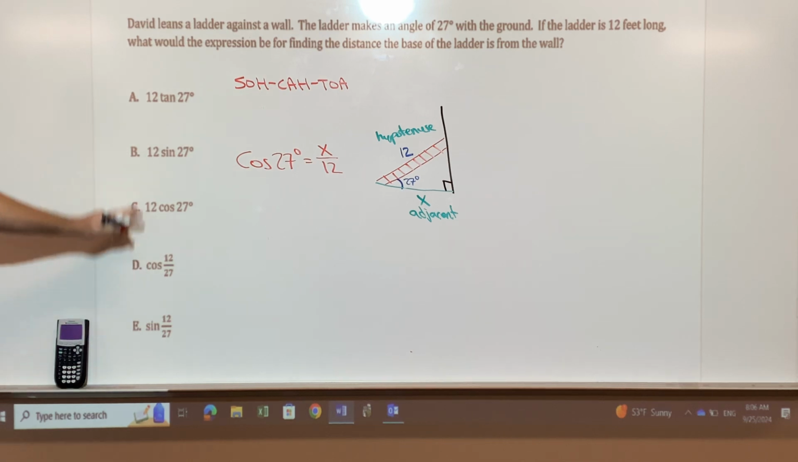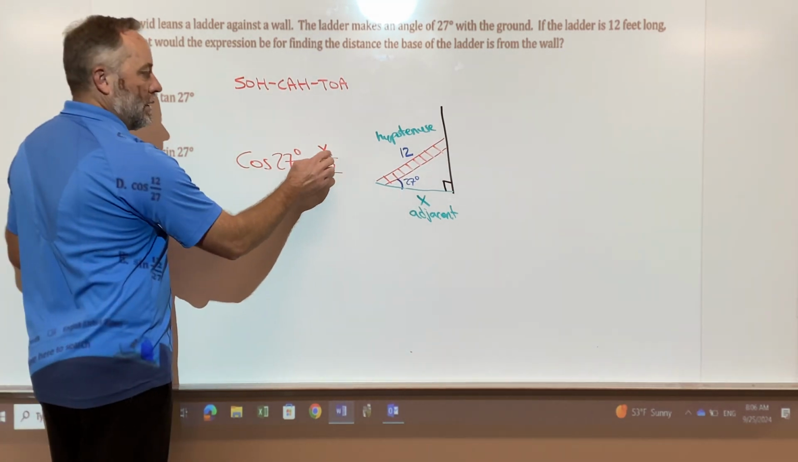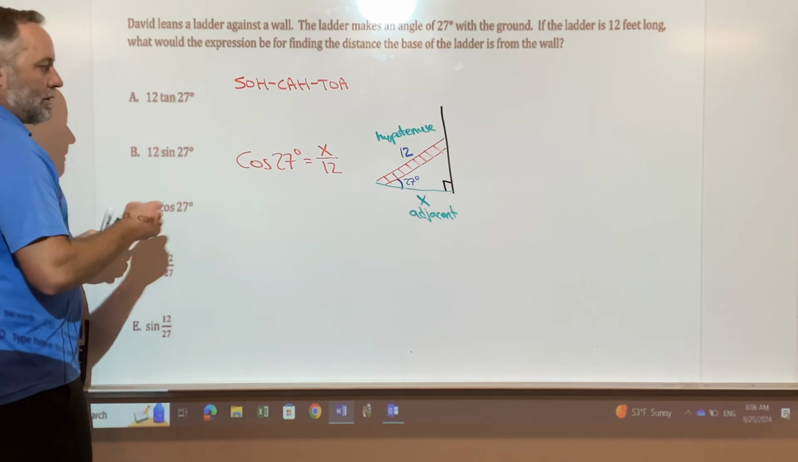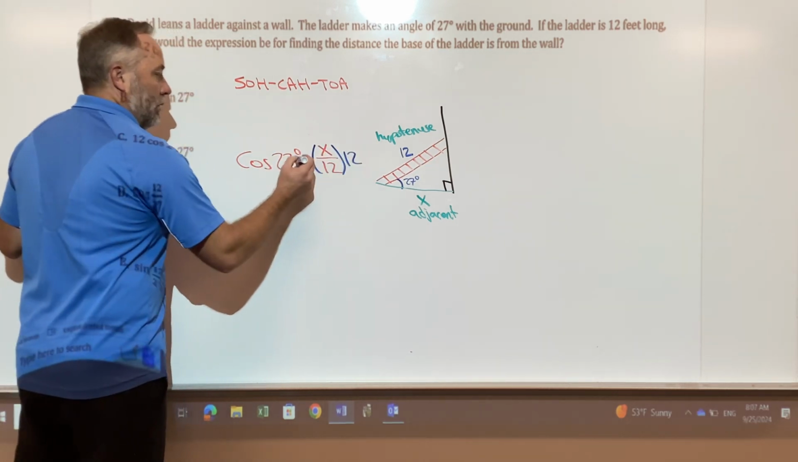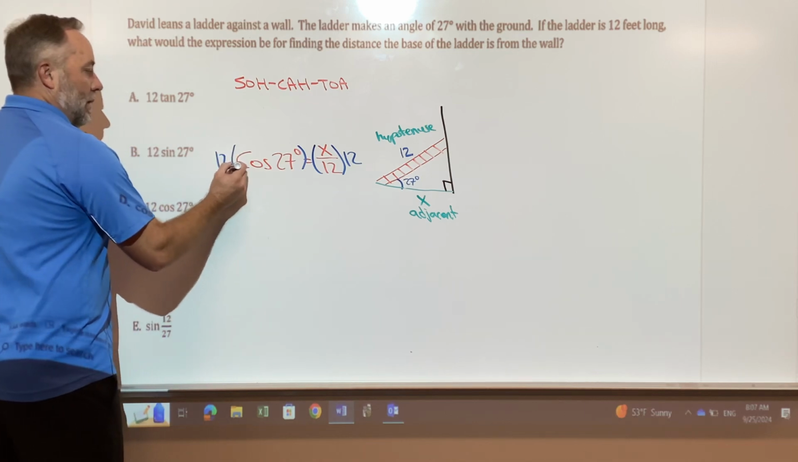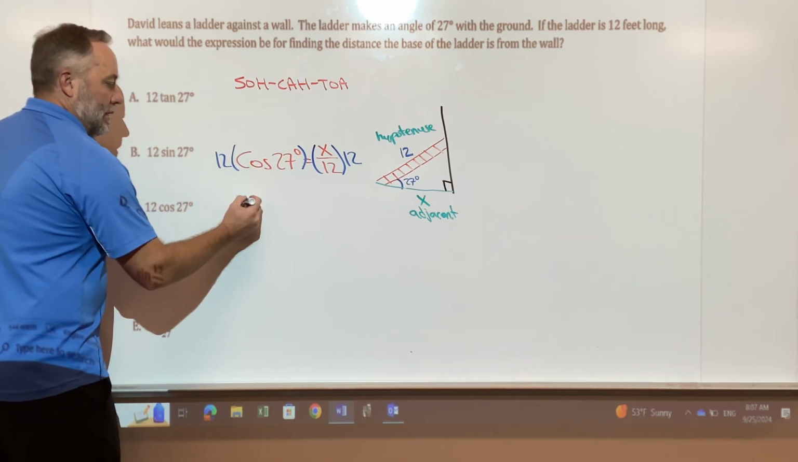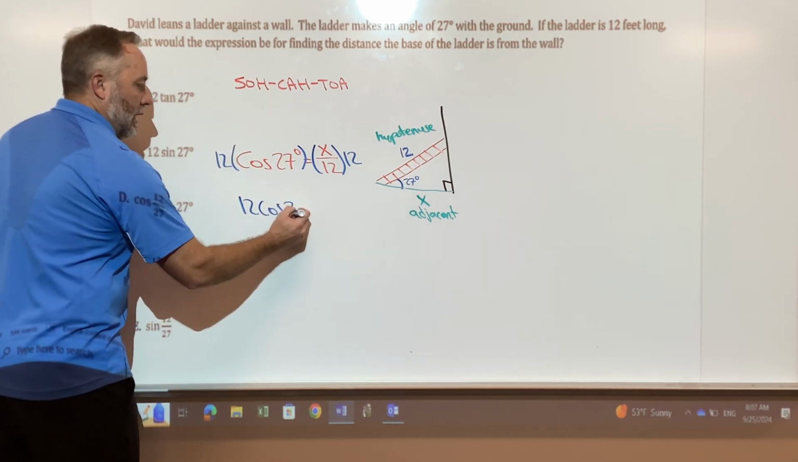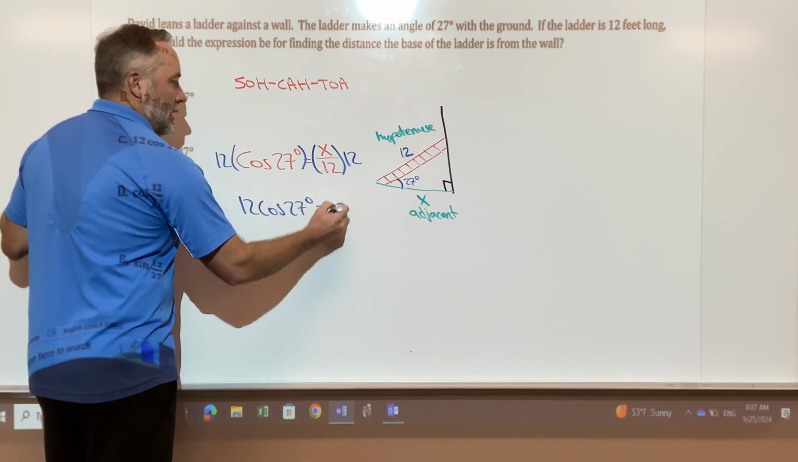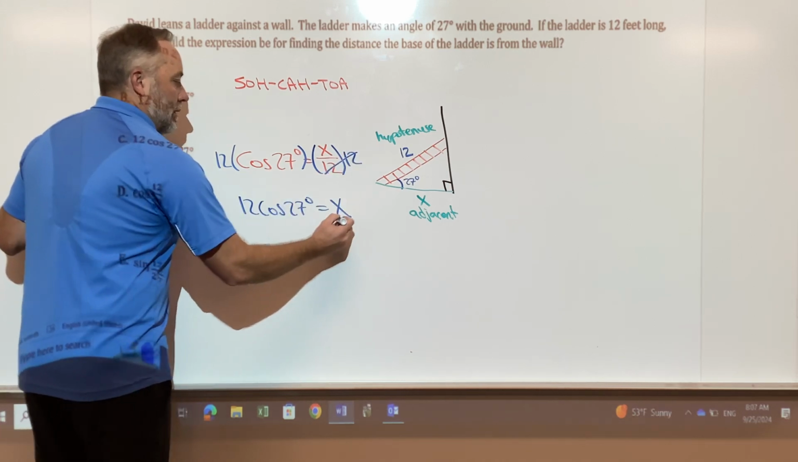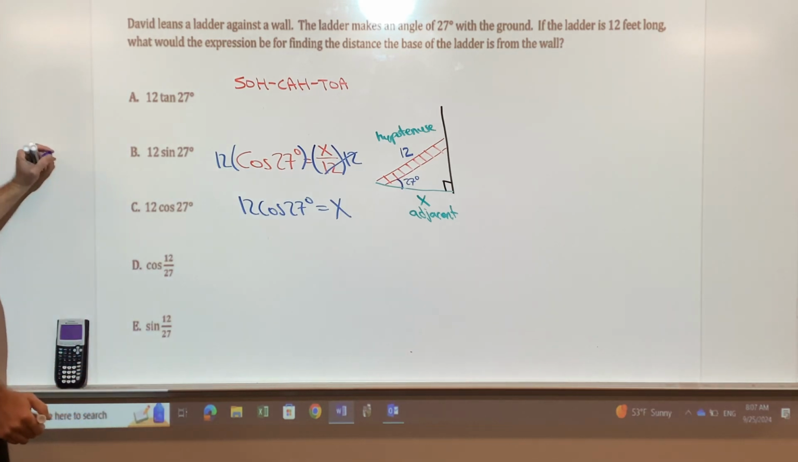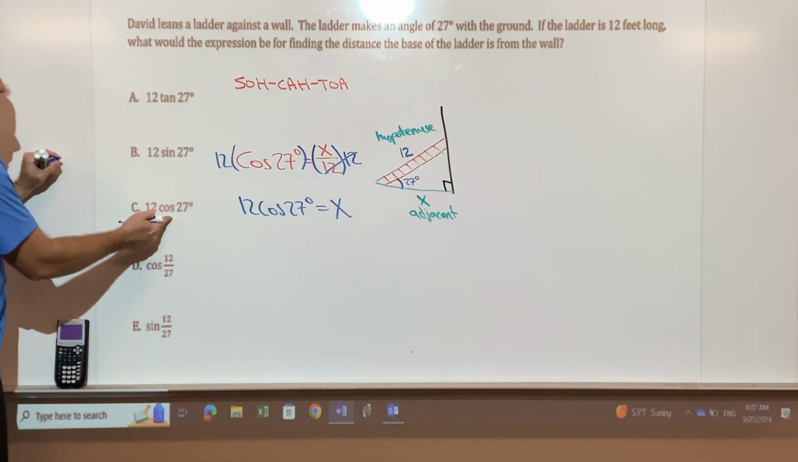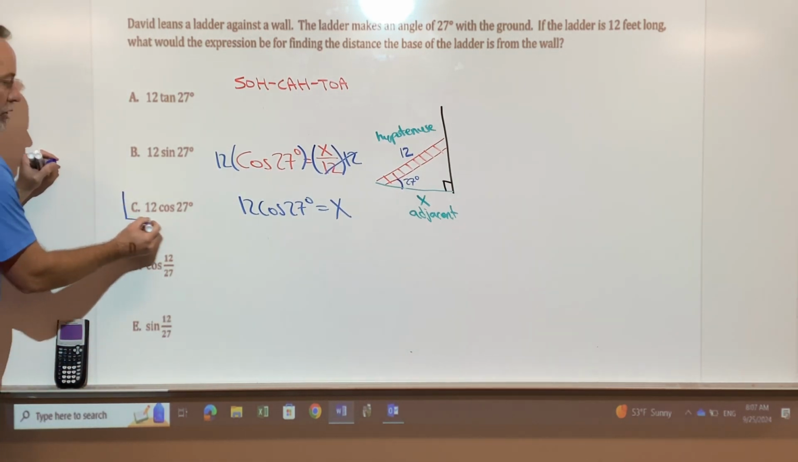Our answer doesn't look quite like that, but remember what we're trying to solve for is the adjacent, that x. So let's do what we need to get x by itself. Let's multiply both sides of our equation by 12, and that gives us 12 times the cosine of 27 degrees is equal to x. Now we have x by itself. That's the expression for that length, and we can see that that answer is right here in choice C.